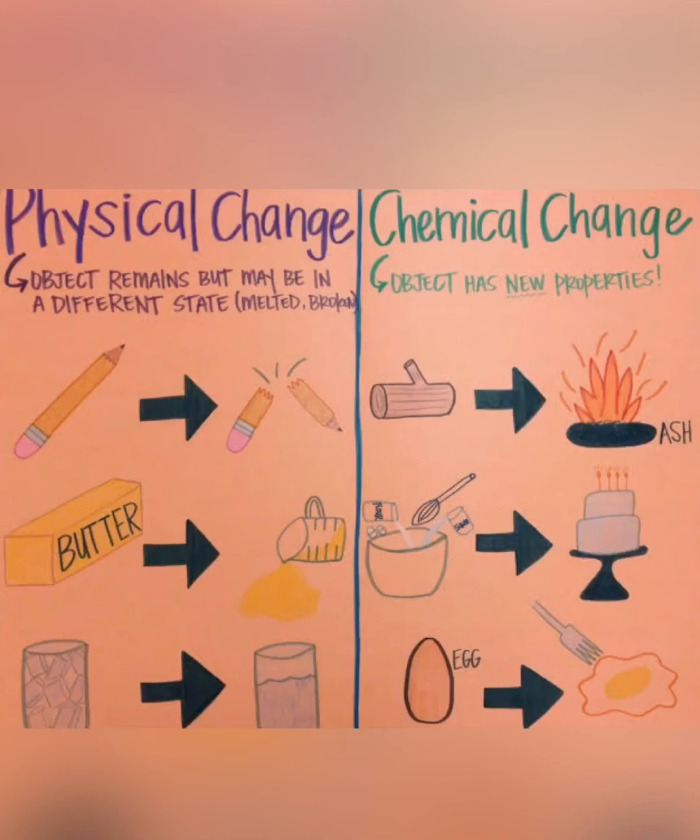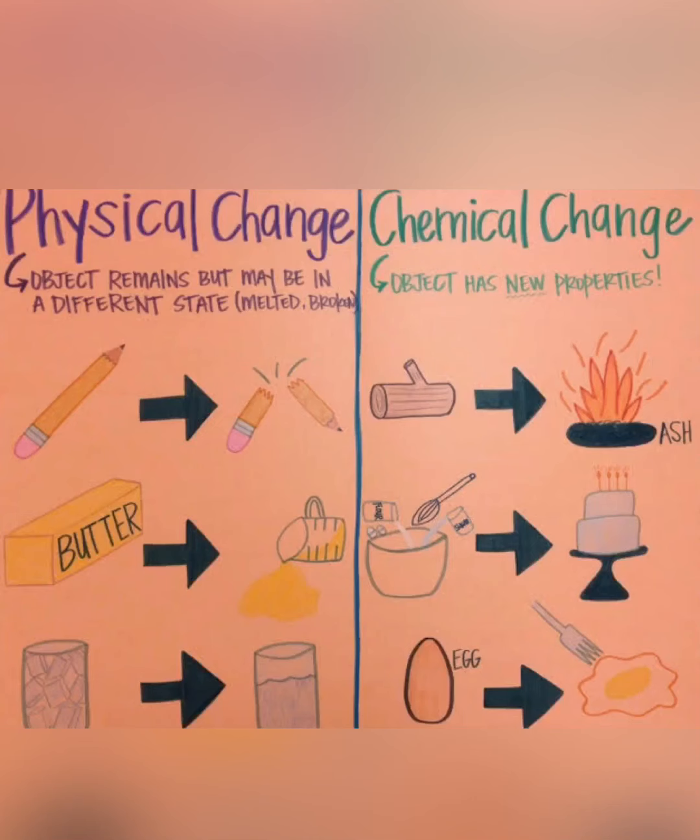But if we talk about chemical change, the object is going to have a new property. If we burn wood, then we get ash. It's a new product. If you take flour, sugar, cocoa powder and mix all of these ingredients, what are you going to get eventually? A cake, a delicious cake. So the cake is a new product. In the same way, if you take eggs and fry them, it is a new product. It is going to change.